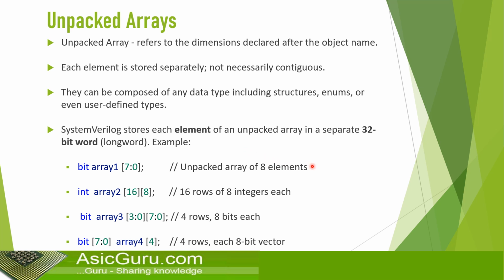These are some of the examples of unpacked arrays. This is an unpacked array of 8 elements. This is a 2D array, 16 rows and 8 columns of integers. This is 4 rows of 8-bit vectors. This is the same as above, just different syntax. So you can see the position of dimensions defines whether it is packed or unpacked. And it also impacts how the tool stores and processes them.